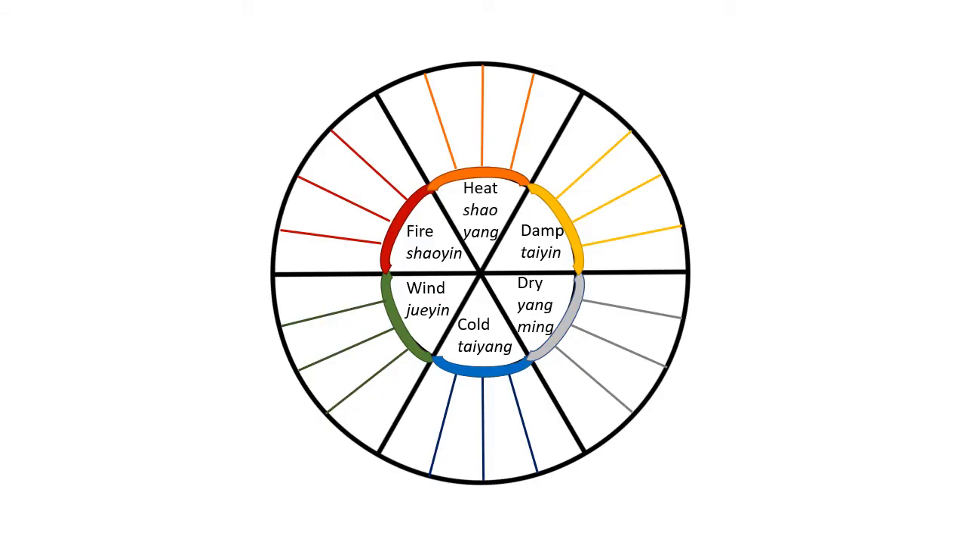The 24 jieqi are also divided into the 6 steps, liu bu, and these are called the 6 host energies, and they're related to the 6 divisions or the 6 conformations. So there are 4 that relate to wind and shui yin. There are 4 that relate to fire and shao yin. There are 4 that relate to heat and shao yang. There are 4 that relate to damp and tai yin, and there are 4 that relate to dryness and yang ming.